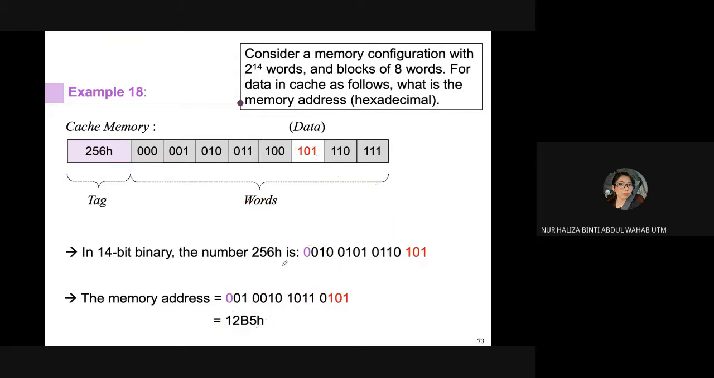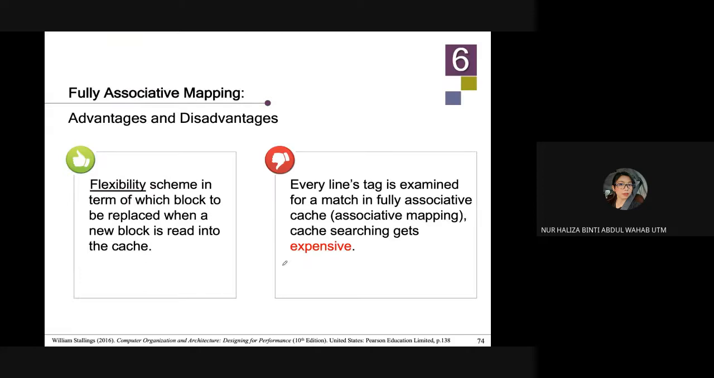So it is not too hard. Of course, fully associative mapping has disadvantages and advantages. The advantage is flexibility, and the disadvantage is that it is expensive. So you can go through why it's expensive and why it is flexible.